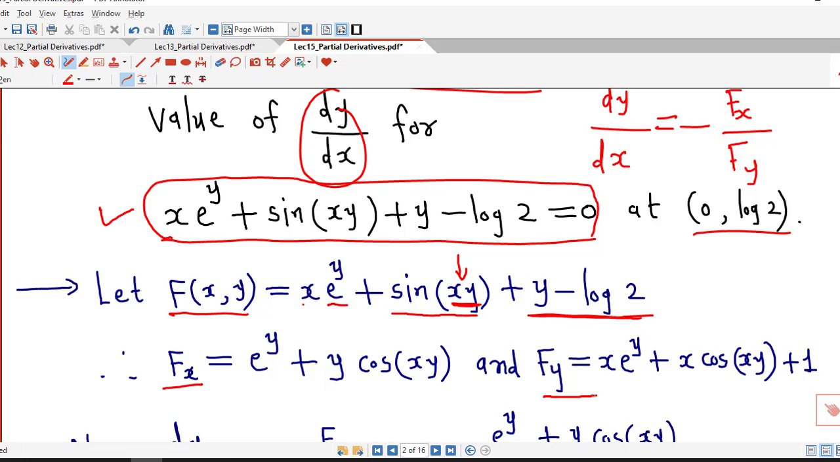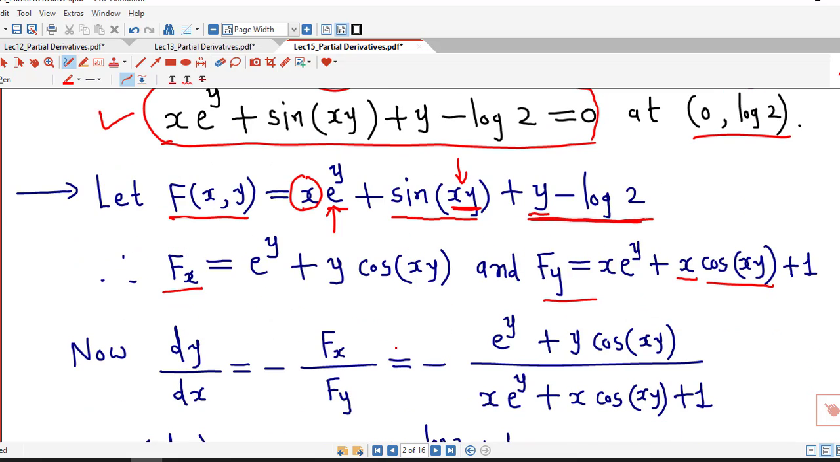Now del f by del y. So here for del f by del y we consider x as constant. So x as it is, derivative of e raised to y is e raised to y. Derivative of sine function is cos function, and derivative of x into y with respect to y is x, and derivative of y is 1, and derivative of log 2 is 0.